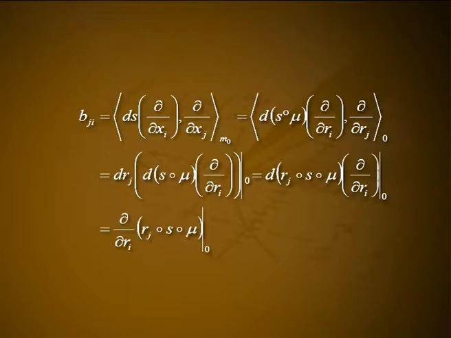So the entries bij for the matrix for dS from T_m0 M to T_m0 M relative to the basis set dou by dou xi are given by b_ji is the inner product of dS(dou by dou xi) and dou by dou xj at m0, which is equal to the inner product of d(S composite mu)(dou by dou ri) and dou by dou rj at 0, which is equal to drj of d(S composite mu)(dou by dou ri) at 0, which is equal to drj composite S composite mu (dou by dou ri) at 0, which is equal to dou by dou ri of (rj composite S composite mu) at 0.